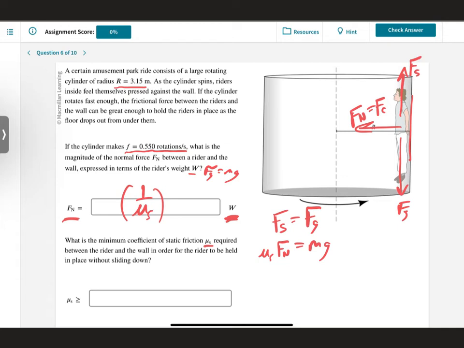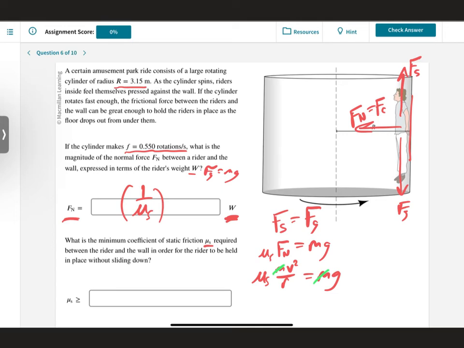We also know that the normal force equals the centripetal force in this problem. And the centripetal force is equal to mv squared over r. That's the equation for centripetal force. So I can write mu s times mv squared over r equals mg. All right, cool. The m's divide out. So I'm getting closer to being able to solve for mu s. I know r, that's given in the problem. I know g, that's 9.8. I don't know v. I have to figure that out.